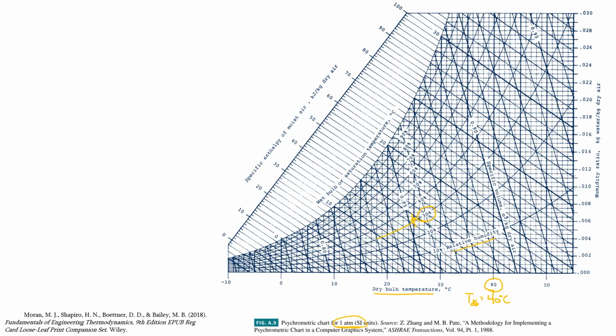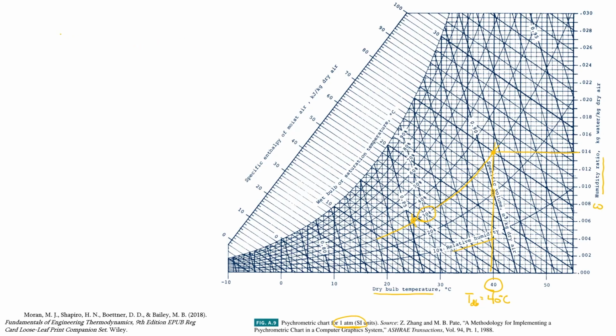And if you notice, this line is going like so. I can follow that up here. I can follow this line down here. And this is my point on this chart that I'm currently at. And with this, what I can do is follow this line to the right, and this is my humidity ratio. So this is my omega.